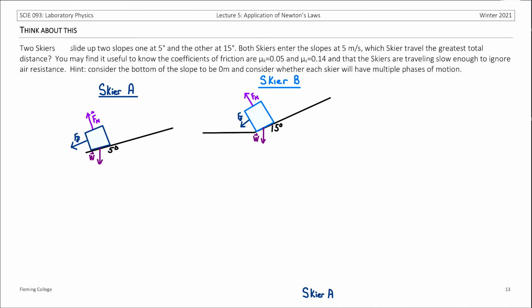And because you waited until the end, and this is the most difficult problem, I'm going to also include the answers to the think about this problem.